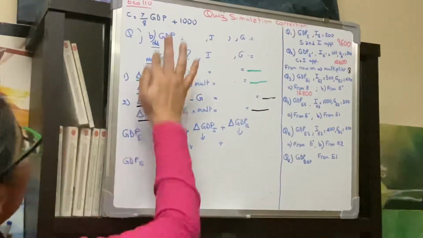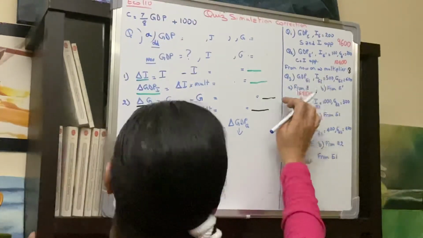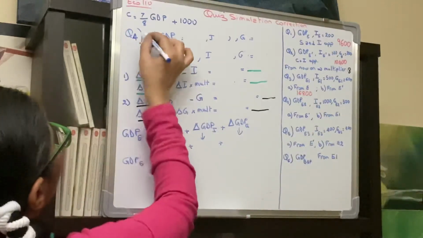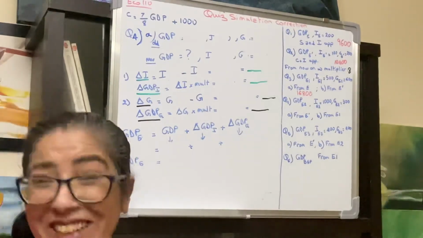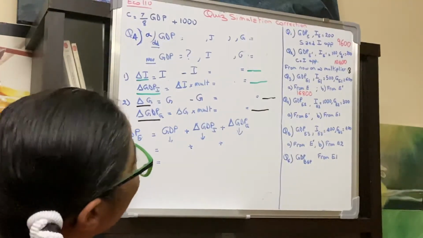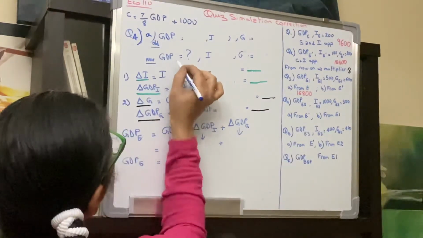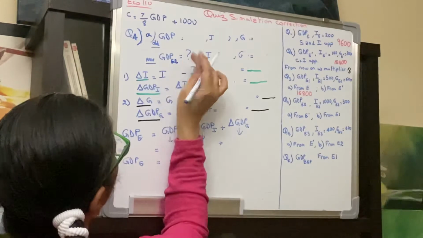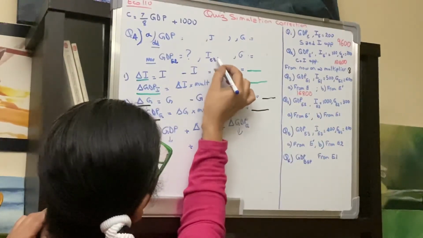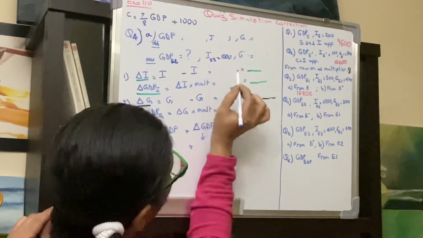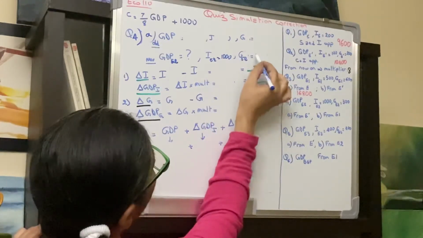So, we're in A now, in question 4. Okay, let's start, guys. I'm sorry, I took some time to erase. It was funny. What am I looking for? GDP at E2. That's the new one. What are my data? So IE2 is equal to 1000 and GE2 is equal to 300.